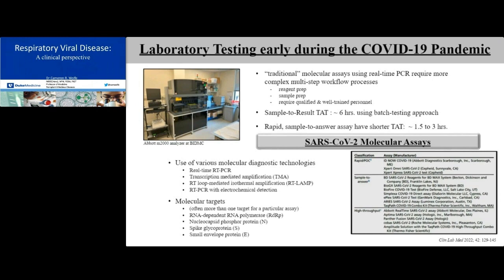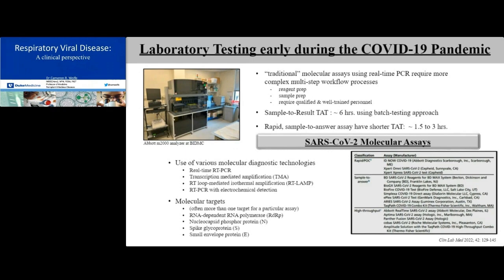In my own institution, we initially used the Abbott M2000 system for the SARS-CoV-2 EUA testing. Also keep in mind that in the course of the first 6 months of the pandemic, many companies further developed new and different types of molecular assays utilizing a variety of technologies, such as transcription-mediated amplification, loop-mediated isothermal amplification, and other approaches as listed here on the slide.